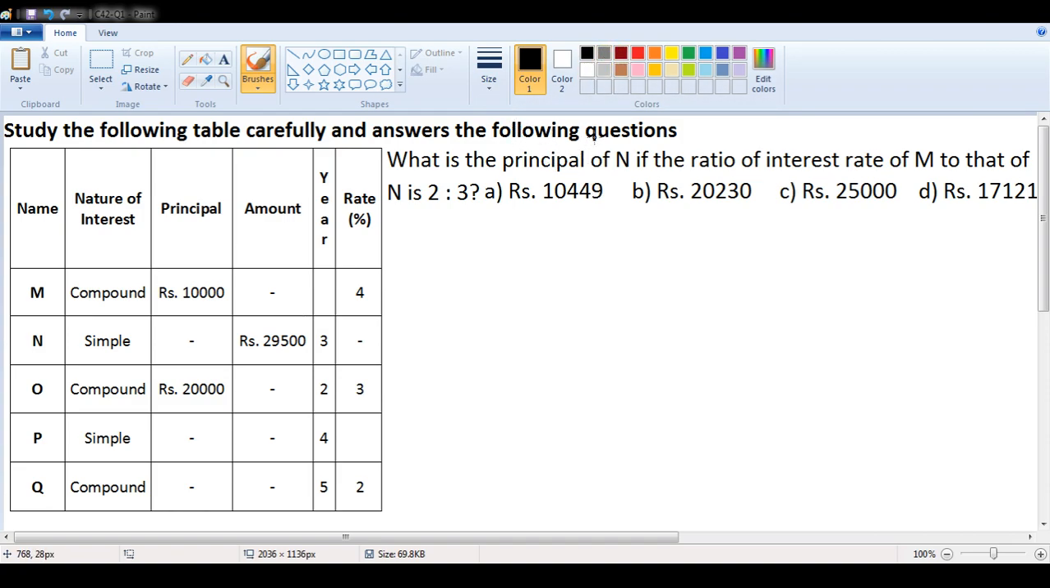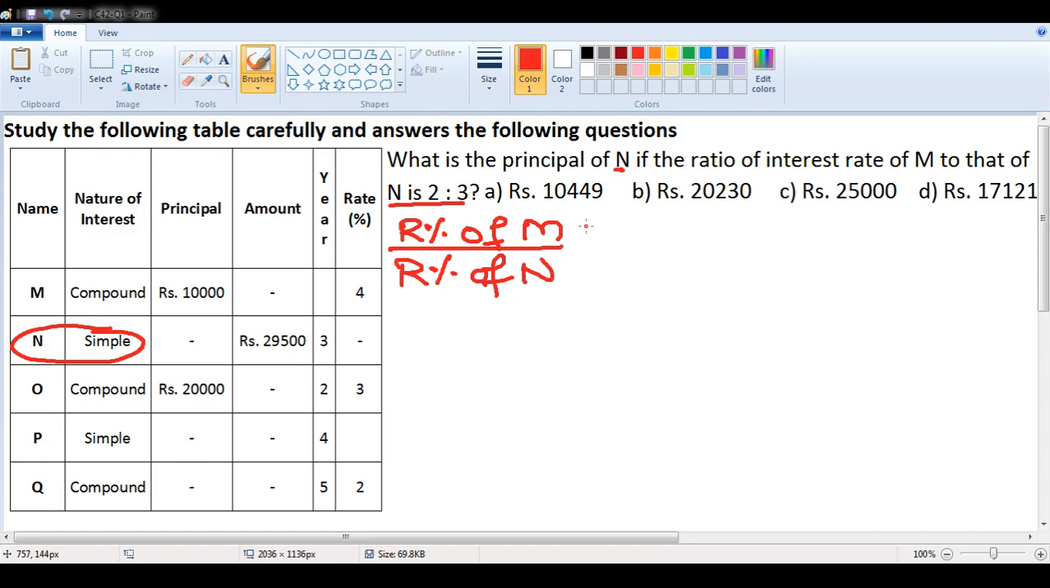First question is, what is the principal of N? So they are talking about N. N behavior is for simple interest. What is the principal of N? If the ratio of rate of interest of M to that of N is 2 is to 3, that means they are saying that rate of interest of M and rate of interest of N is given as 2 by 3, right?